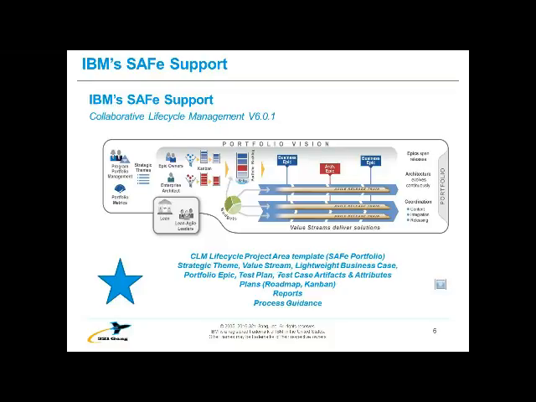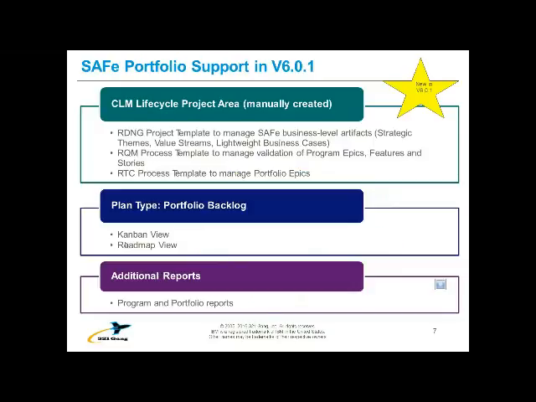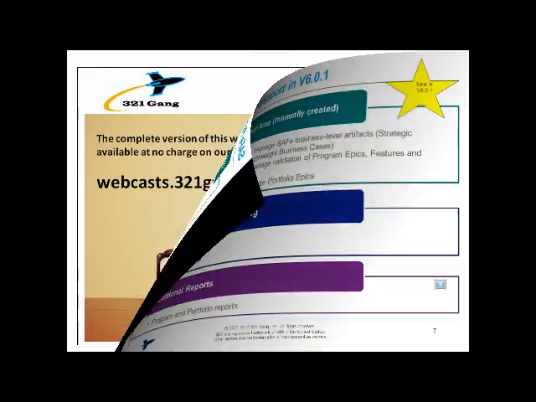I'm going to focus more today on the reports perspective and show you a little bit about where those reports live, talk about what's been delivered in the various releases of RTC, and run some of those. What's new in the 6.0.1 release? I think RTC is up to version 6.0.3. But in the 6.0.1 release, a couple of things they did in the CLM products, up in the lifecycle project area itself: a DOORS Next Generation project template has been upgraded and released to manage the SAFE business level artifacts, the themes, the value streams, and the lightweight business cases.